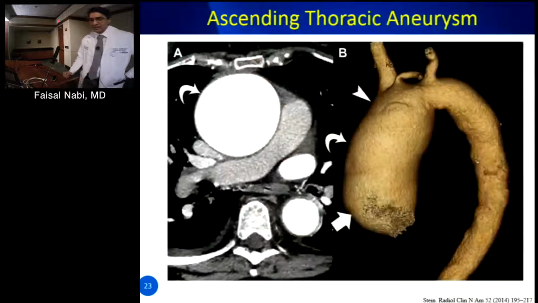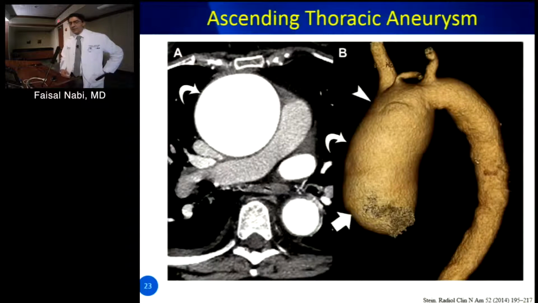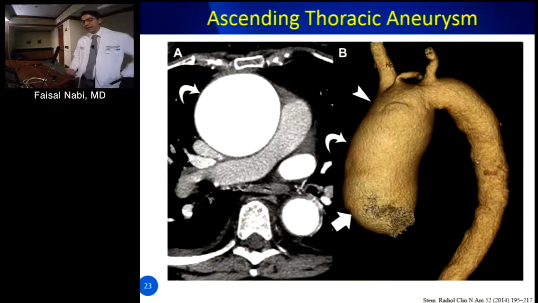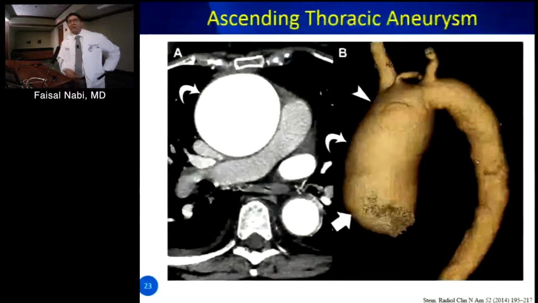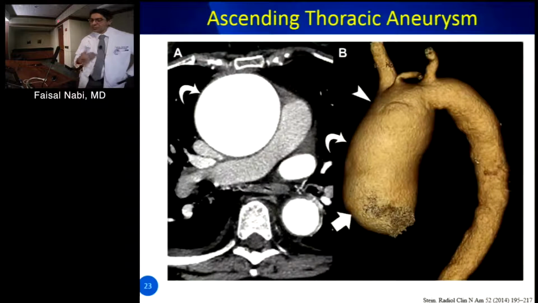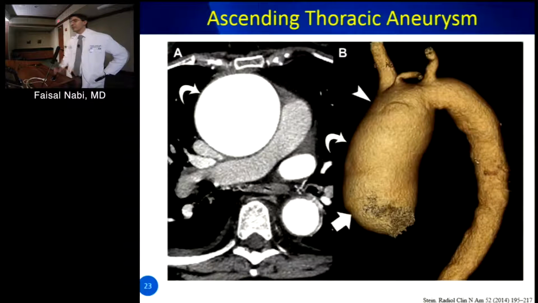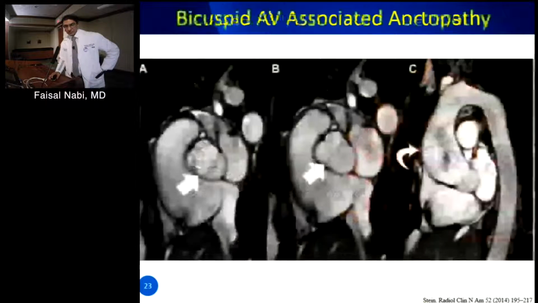And so here's just an example of an ascending thoracic aorta. Not only do you see the ascending aorta markedly enlarged, but you also see that the aortic root is enlarged. You see effacement of the sinotubular junction, and this would be an aorta very consistent with a patient with Marfan's.